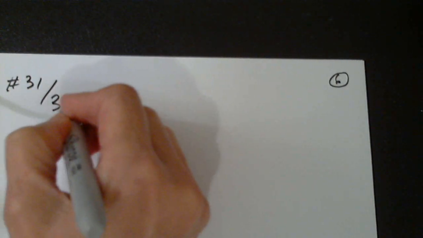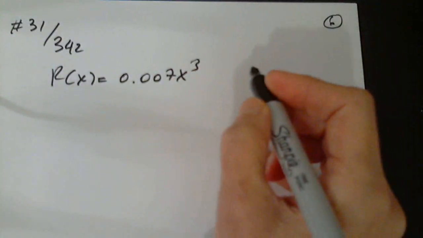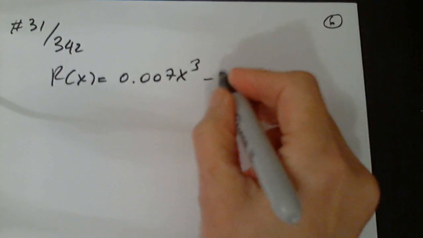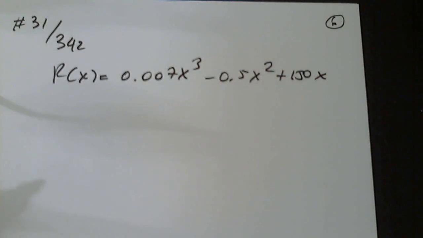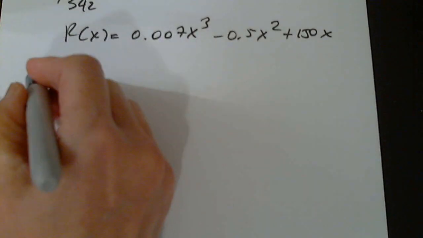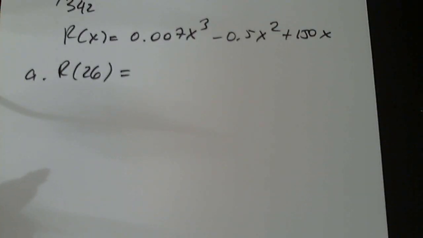So 31 on page 342. So we have R of x equals 0.007 x cubed. Do you remember doing this? I don't remember doing this one. Okay, excellent. So the current production is 26 per week. And they're asking us what is the current weekly revenue. So it's R of 26, and it will be in dollars.